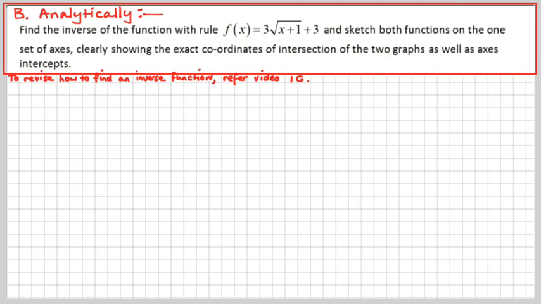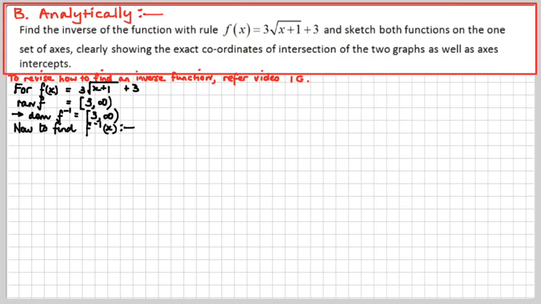Alright, that's fine. Now, if you want to revise how to do inverse functions analytically, algebraically, please refer back to video 1G, okay? So here I'm going to do it for you. This is f(x) = 3√(x + 1) + 3. The range of f will be from 3, including 3, upwards. That's therefore going to be the domain of the inverse. We need that because we're asked for the inverse function.